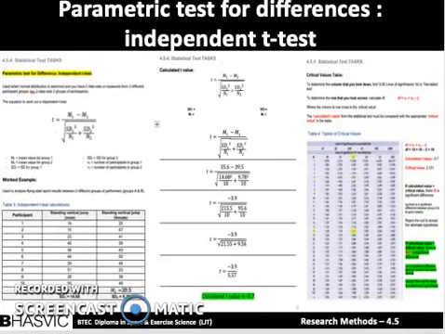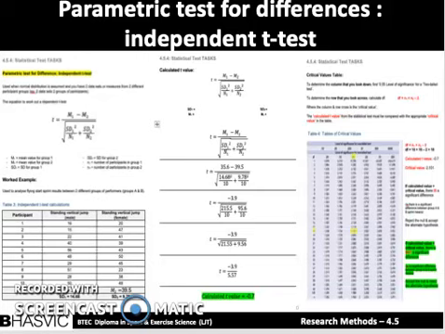Parametric test for difference. Independent t-test. The independent t-test is an inferential statistic test that determines whether there is a statistically significant difference between the means in two related groups.